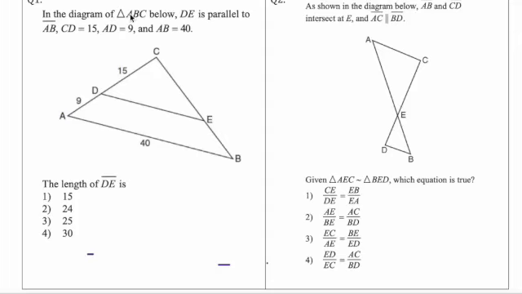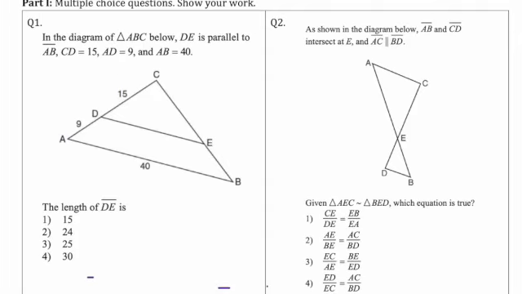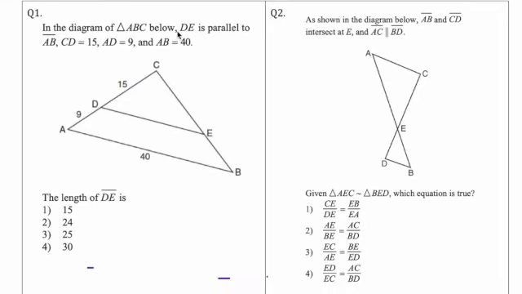In the diagram of triangle ABC, sorry, this is Unit 3, Quiz 2, review worksheet, question 1. In the diagram of triangle ABC below, DE is parallel to AB, CD equals 15, AD equals 9, and AB equals 40. Okay, so we are looking for DE. It says, what is the length of DE?